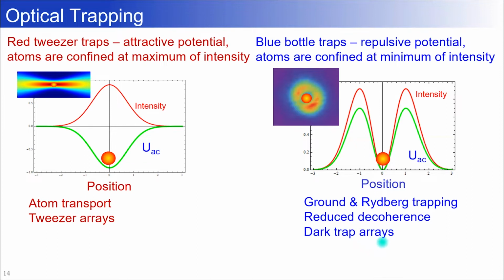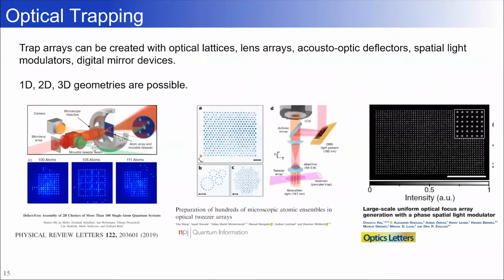I should mention, if you're working with alkali atoms, you really need the blue traps for trapping the Rydberg states. If you're working with the alkaline earth type atoms, strontium or ytterbium, you can actually trap the Rydberg states either with the bottle traps or the red traps. They have more than one electron. They're divalent, have two electrons that interact strongly with the light, and that gives you some more degrees of freedom for engineering that trapping. But I'm not going to get into that.